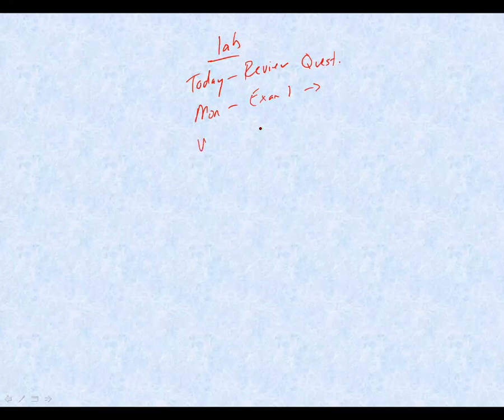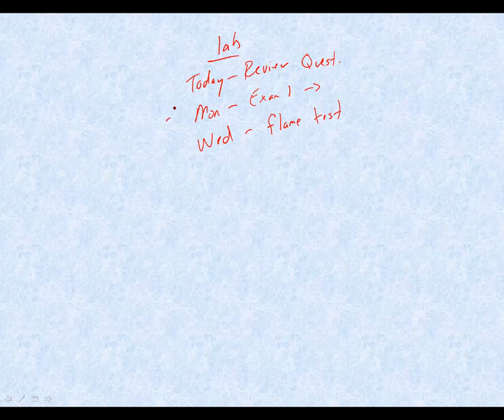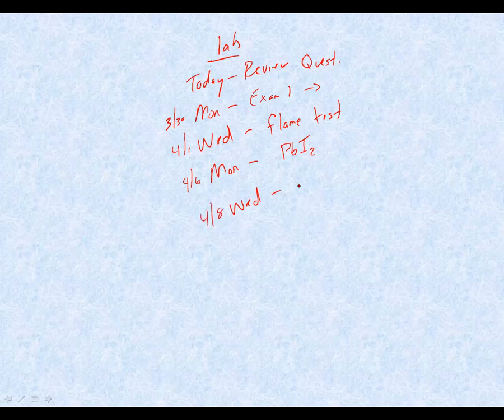On Wednesday, we're going to move the flame test from Monday of next week to that Wednesday. So I believe this is 3:30. So then that should be April 1st, if I'm not mistaken, hopefully. And then the following Monday should be, I forget what the true title is, but it says something like lead 2 iodide. So that would be the 6th, give or take. And then Wednesday, where we did not normally have a lab scheduled, which I guess would be the 8th. And again, if I'm off by a day or so, I apologize.